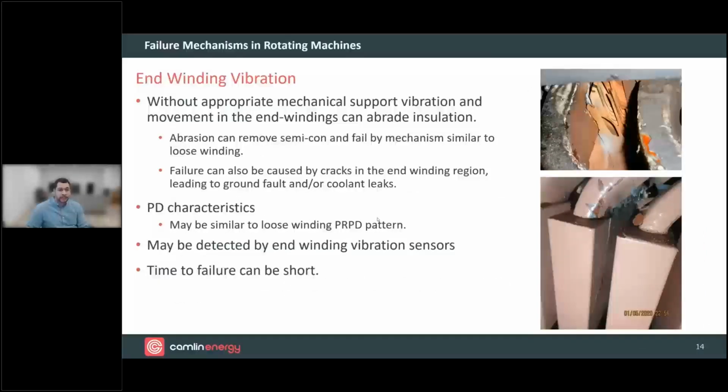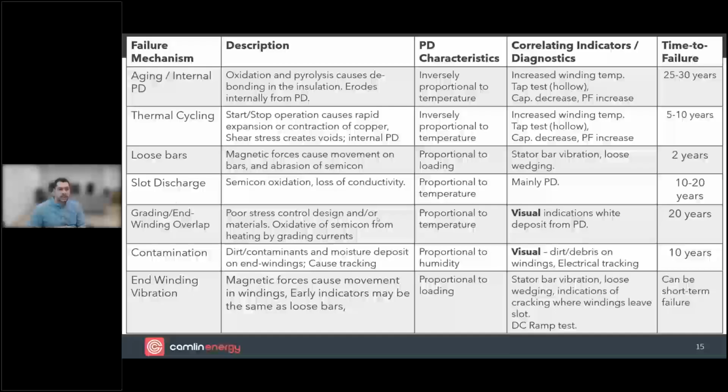Similar to the previous one, end winding vibration is again correlated to operating conditions. If you're performing continuous online PD, we would look for the PD behavior at higher loading. Vibration can lead to a whole slew of issues with the core and the clamping structure. If you lose things like clamping fingers, it can cause additional abrasion at the regions near the end winding. This would be very similar to the loose winding pattern behavior, but again, we can have short times to failure in these instances as well.